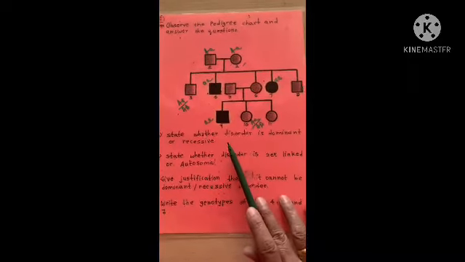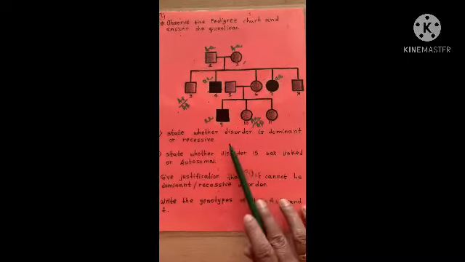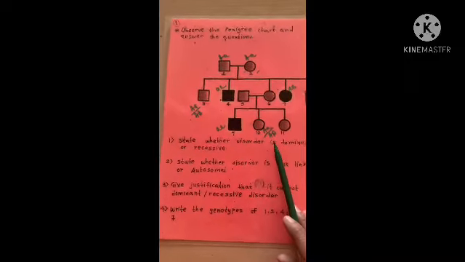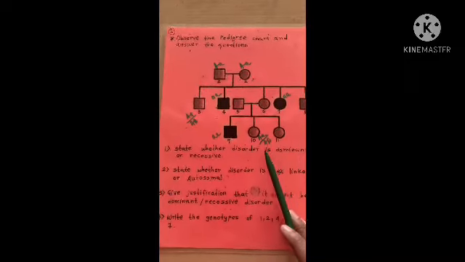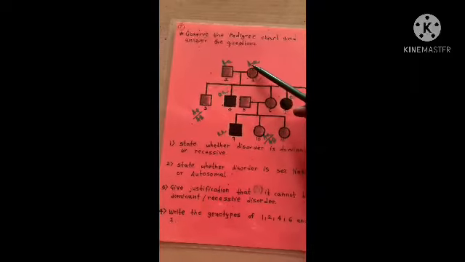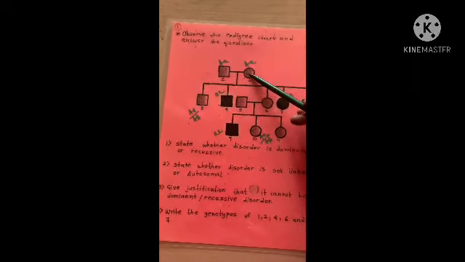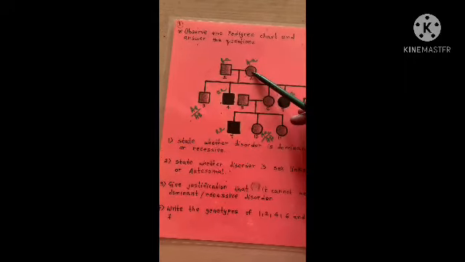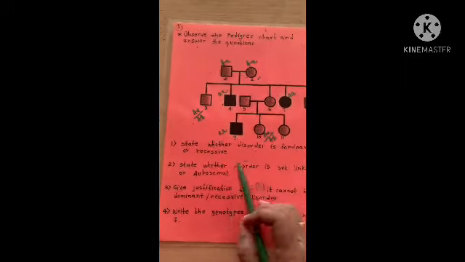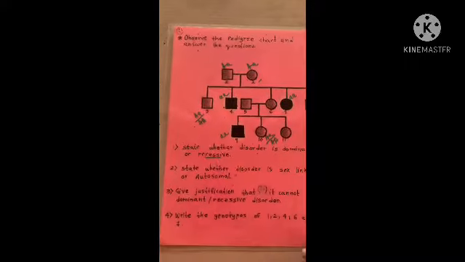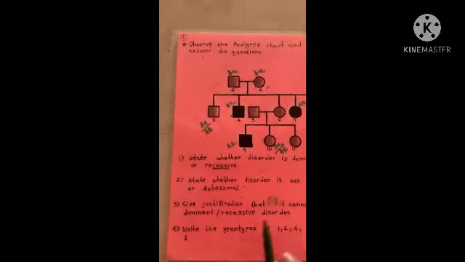Now the first question is, state whether the disorder is dominant or recessive. So the answer to the first question: if it is a dominant gene, we know that the dominant gene gets expressed even in heterozygous condition. Agar dominant hota to these two parents also should have been diseased, but that is not the condition. So the answer to this question is that it is a recessive disorder. Okay, and that is the first answer.